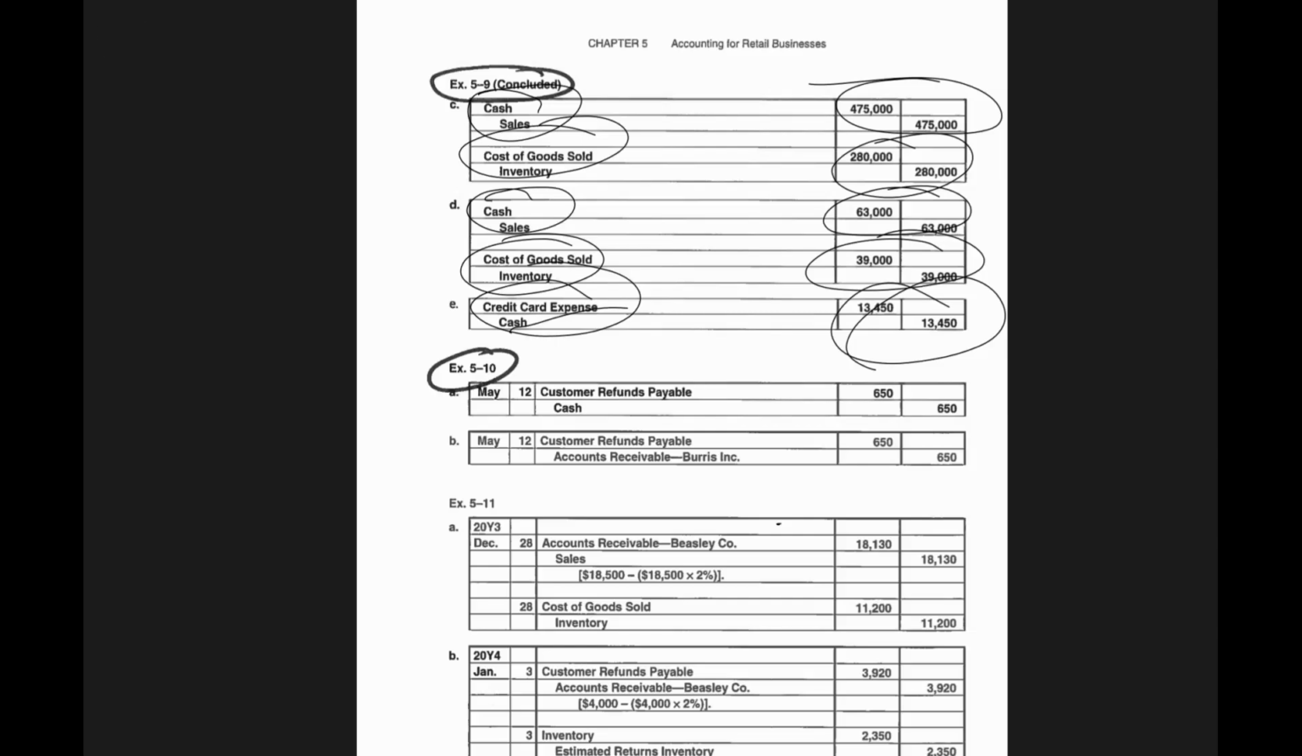And it shows here the AR and the sale net of the discount. B, here's the cost of goods sold. So there was A. Let's go back.